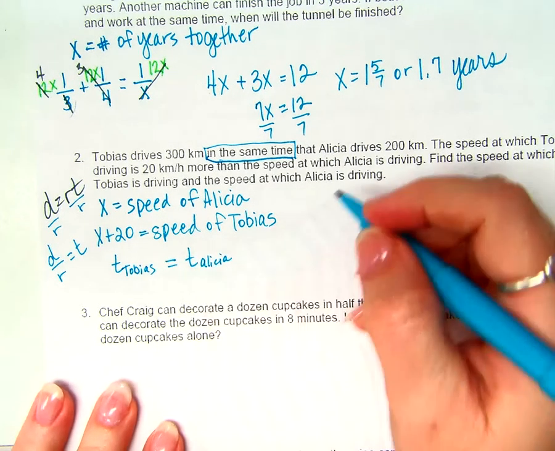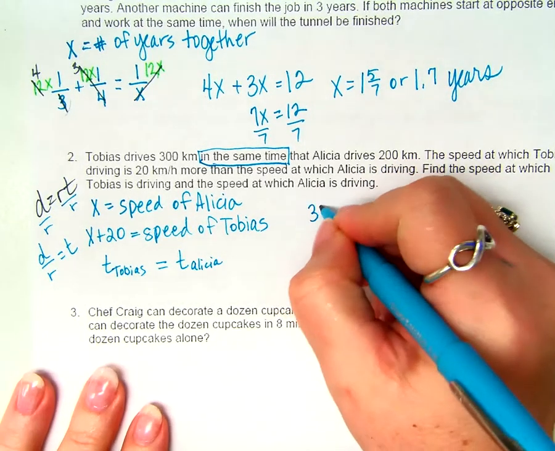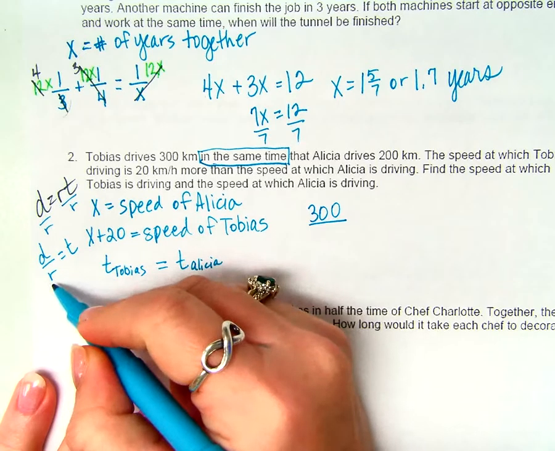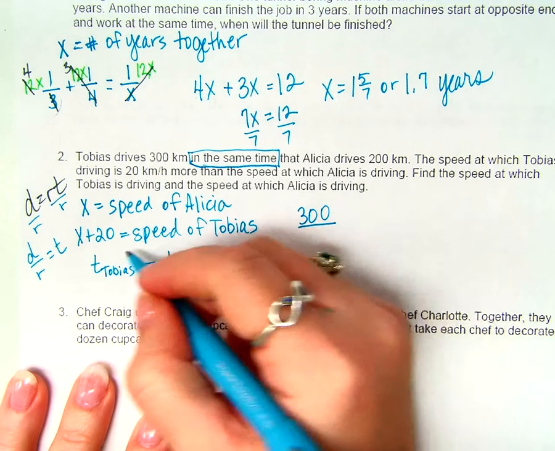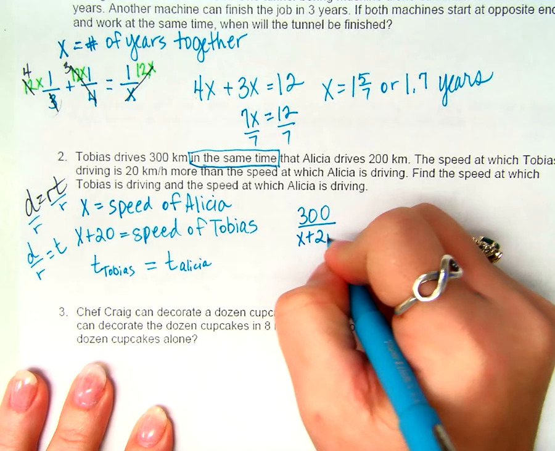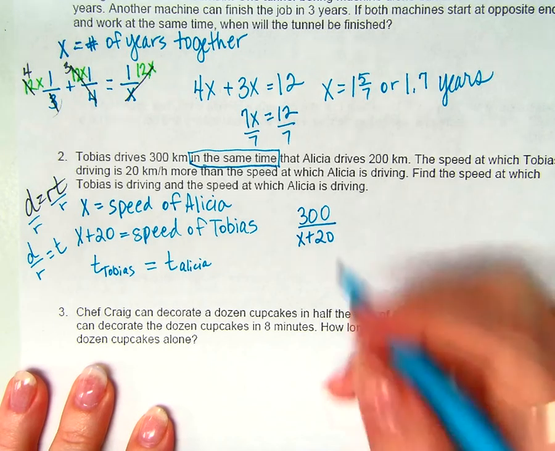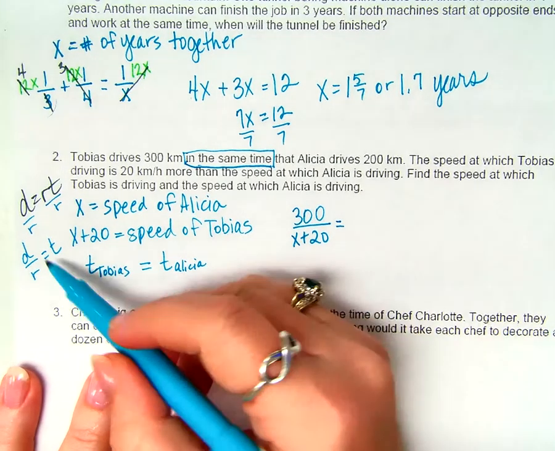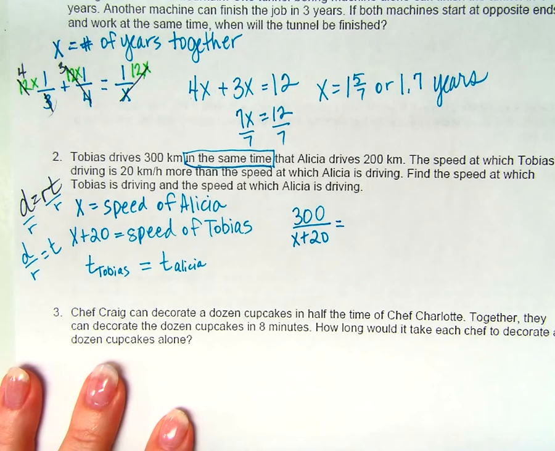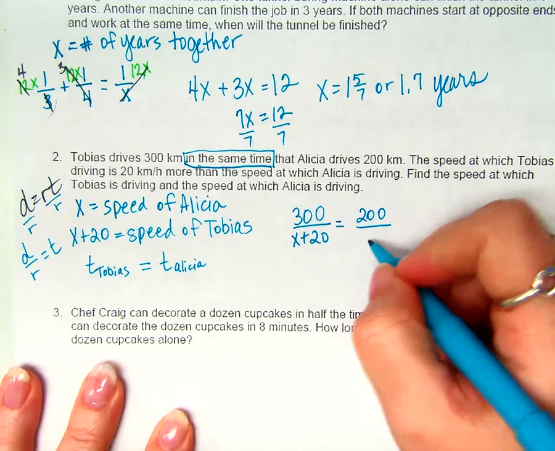So what is Tobias's distance? 300. What is Tobias's rate? Or speed, right? Yeah, we already defined that, didn't we? X plus 20. And how should that relate to Alicia's stuff? Yeah, it should be equal because we said it was the same amount of time, right? So I need Alicia's distance, 200, over Alicia's rate, x.